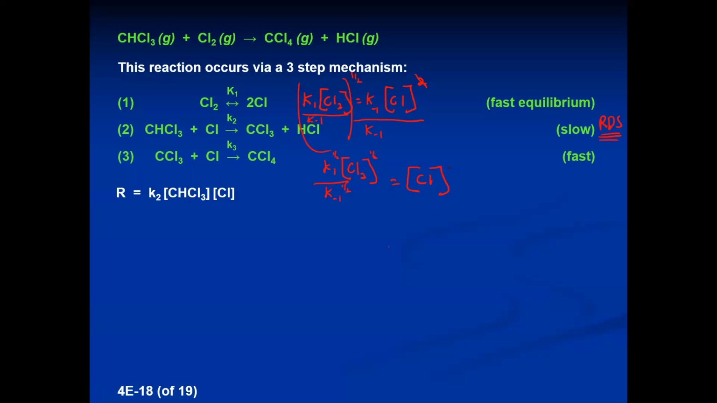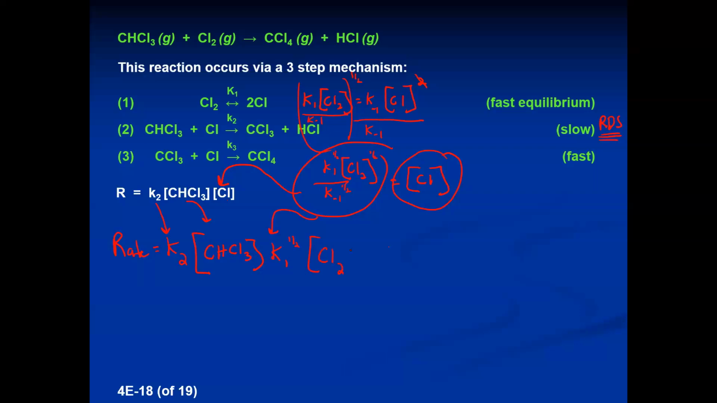So Cl equals this. Therefore, I can plug this in here. So my rate equals K2. Now I'm just going to put it all together. Times, so I'm just bringing this down, CHCl3. And now I'm going to bring this down because this is Cl. K1 to the 1/2, Cl2 to the 1/2 over K negative 1 to the 1/2.